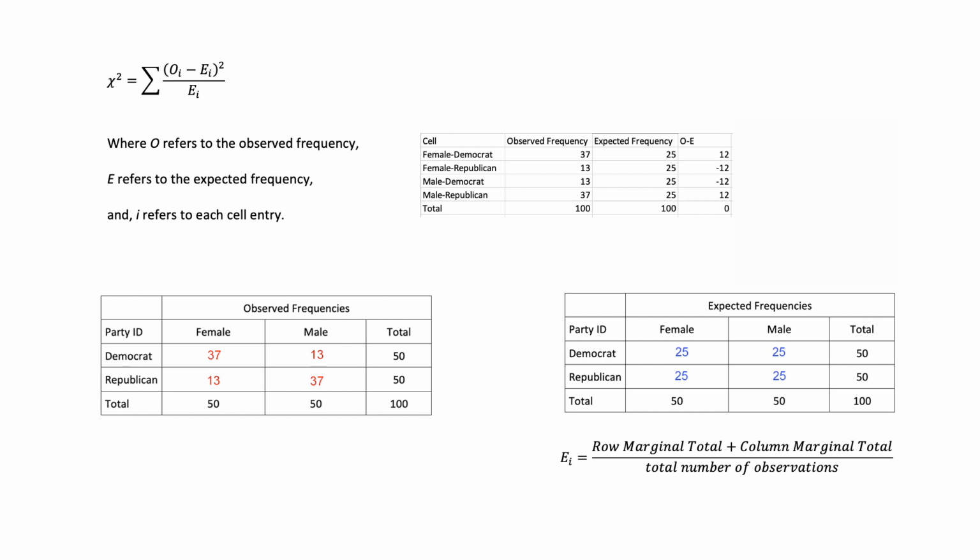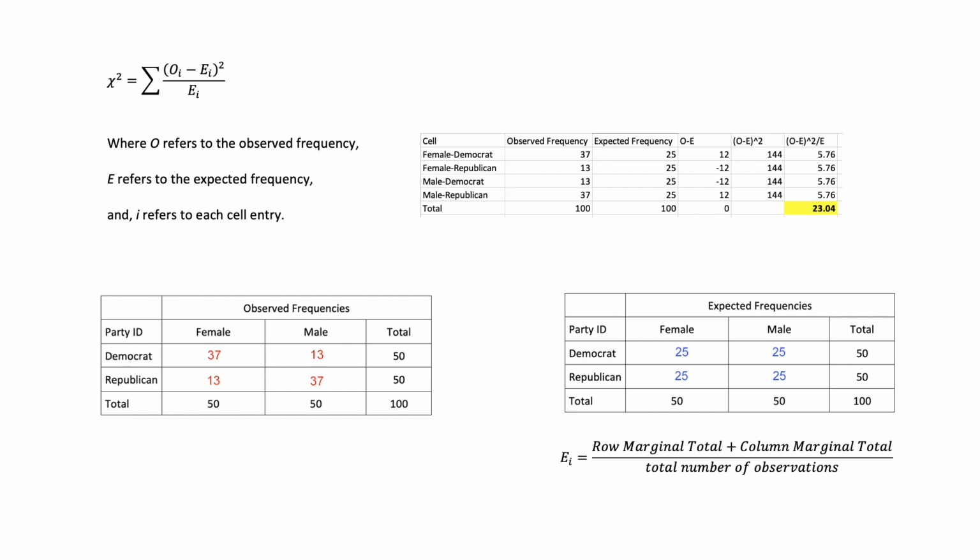Now you'll notice here that we can't simply add up those differences, because if we add up our differences of 12, negative 12, negative 12, and 12, we get a total difference of 0. This is a common problem in statistics, and a common problem we've seen already in this class. We have to get rid of those negative numbers, and our solution most of the time is to square away the negatives. So here we square our 12, our negative 12, our negative 12, and our 12, which gives us 144 for each cell entry.